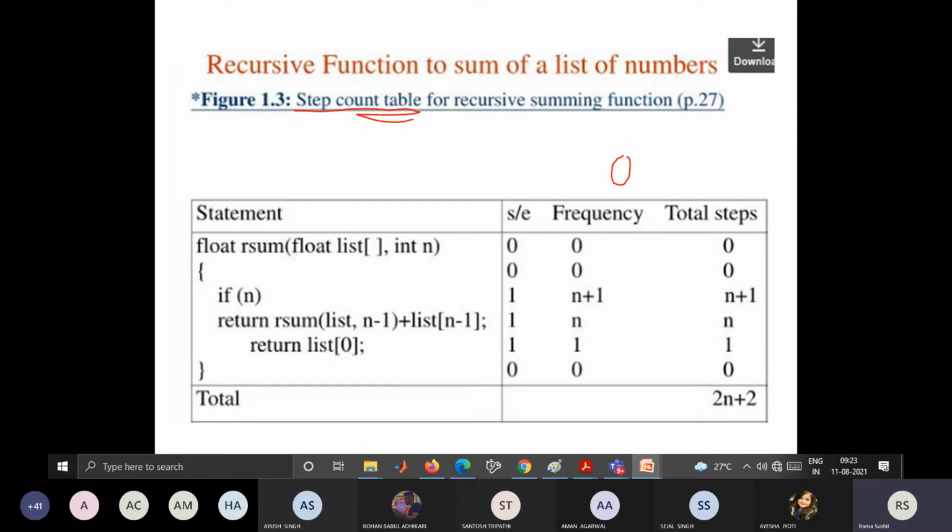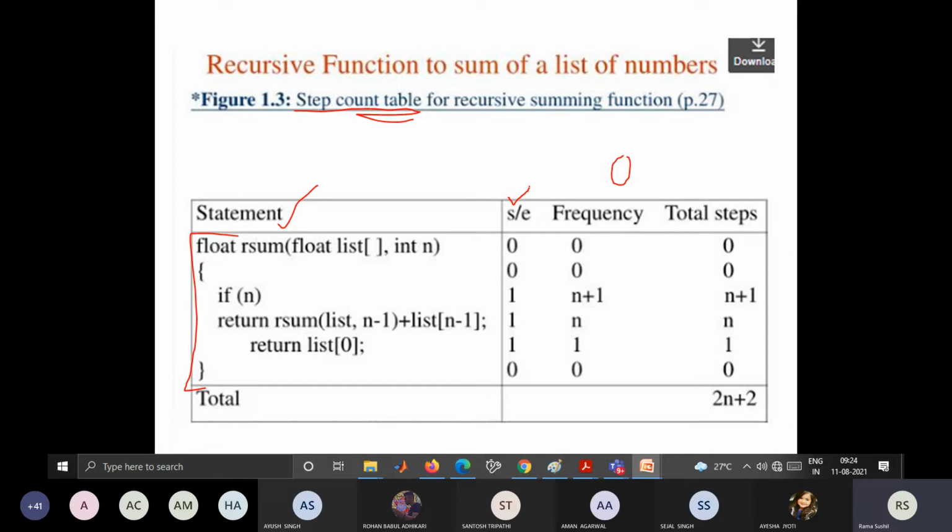Okay, suppose you are given this particular algorithm. Here are the statements, so you can give attention to them. What are these steps? Before that, let's see the table format. So you have the statements, then you have the total number of steps per execution.